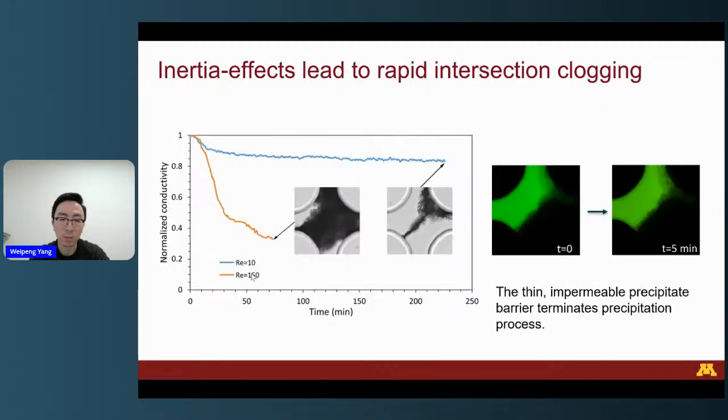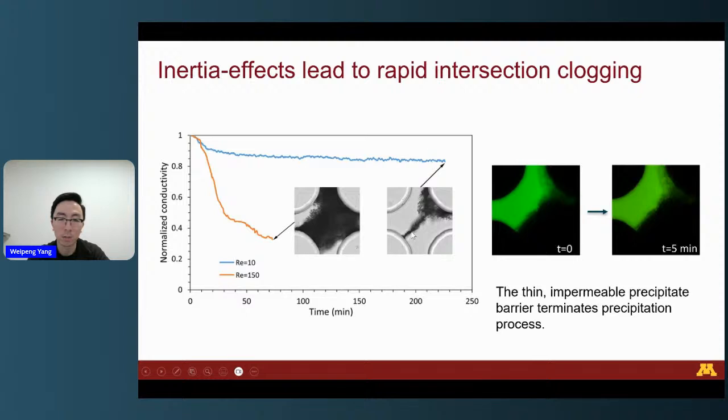So this kind of different precipitation pattern can also lead to different clogging behavior. Here we measure the change of the conductivity of the channel at different Reynolds number. You can see here for low Reynolds number, there's a slight decrease in the channel conductivity, but later it will reach a plateau.